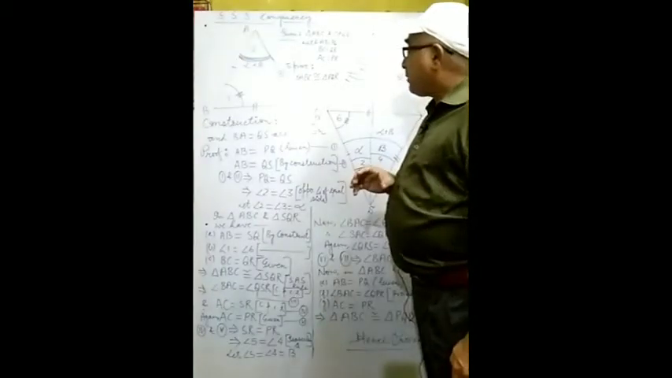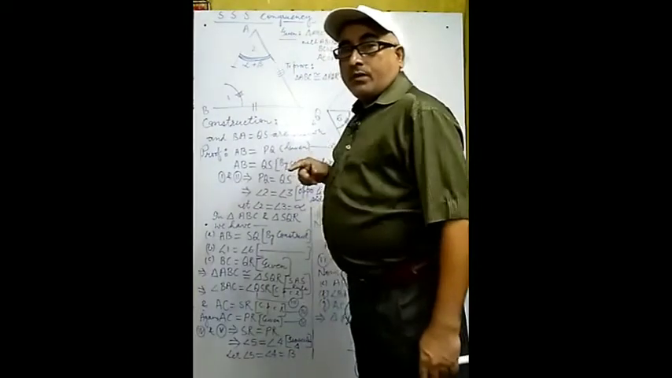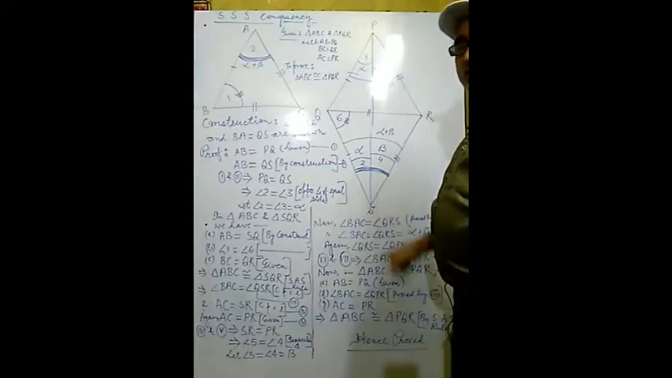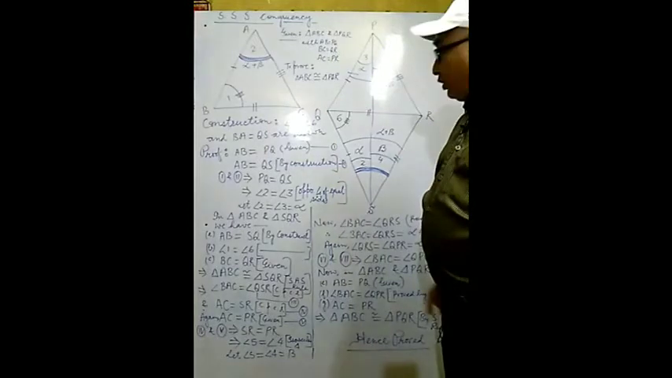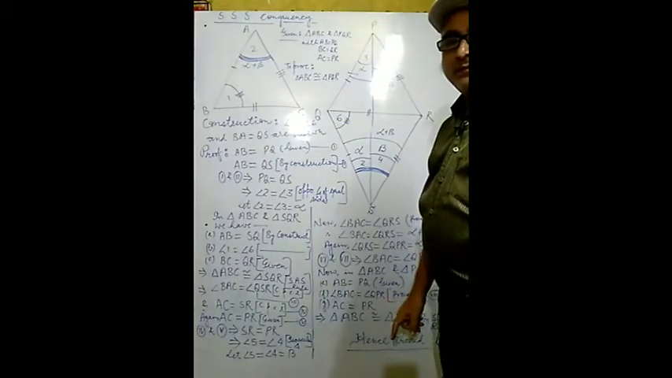By CPCT, what will be there? This angle 2 will be completely equal to this angle from here to there by CPCT. Means angle BAC is equal to angle QSR by CPCT.